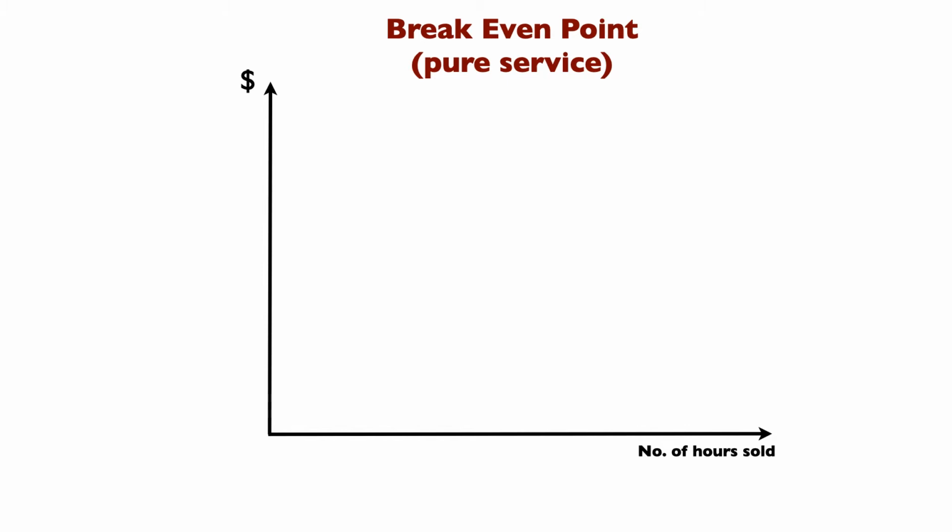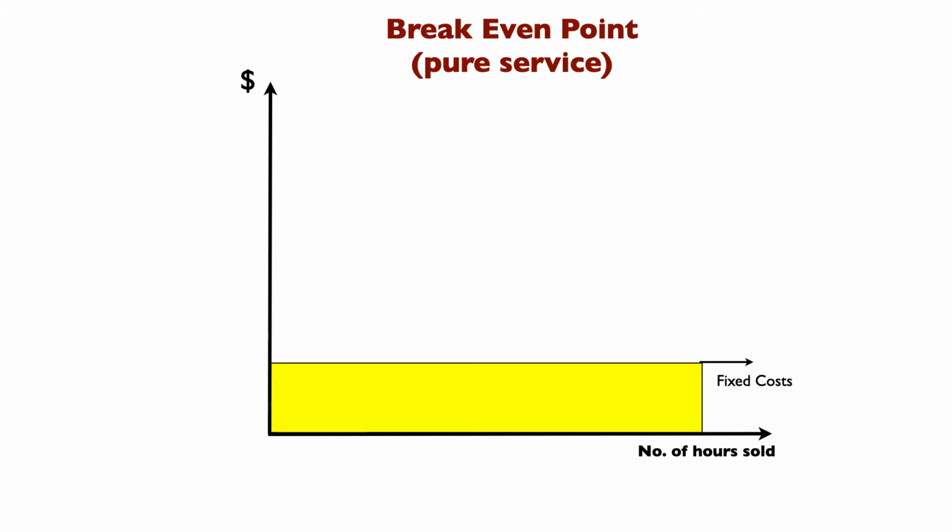You can see I've got a vertical line indicating increasing dollars on the left, and then a horizontal line showing the number of hours sold increasing out to the right. Every business has what are called fixed costs. These are costs that you have to pay whether you sell anything or not. It's the cost of keeping your business open.